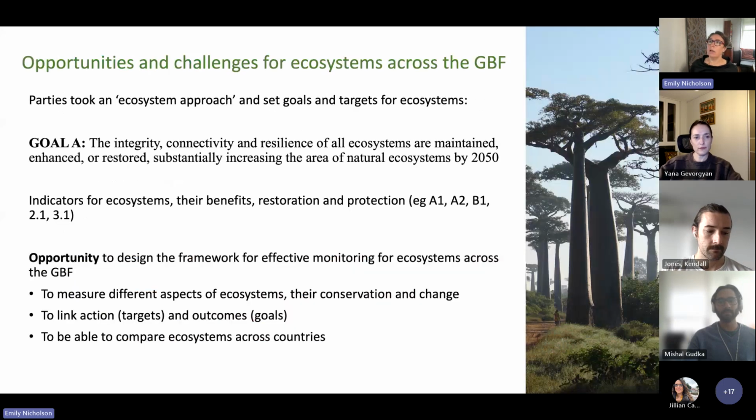Okay. So one of the big advances of the GBF was to take an ecosystem approach across the framework. And this was in recognition of the essential role that ecosystems play in sustaining biodiversity, but also in sustaining us through nature's contributions to people and the ecosystem services that underpin human well-being and the economy.